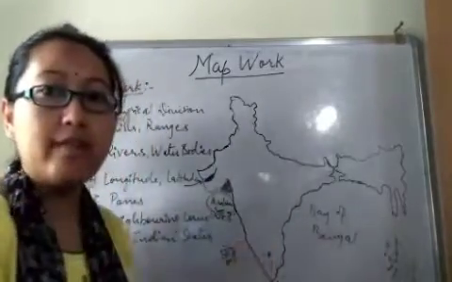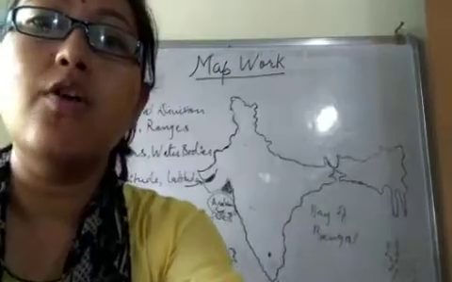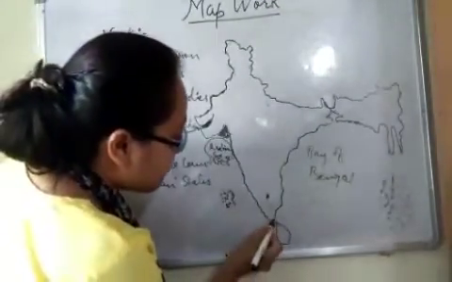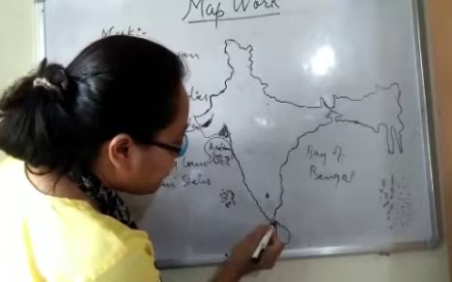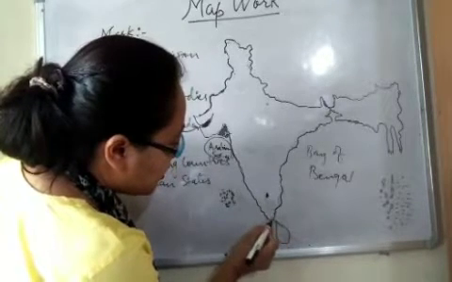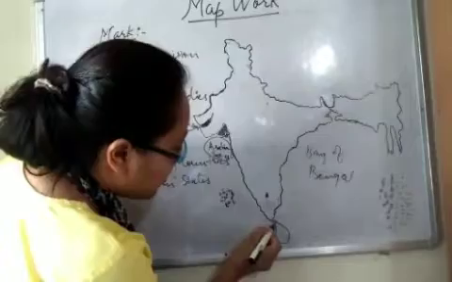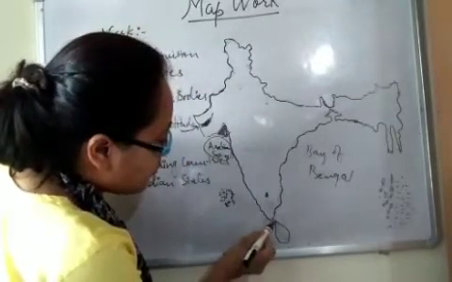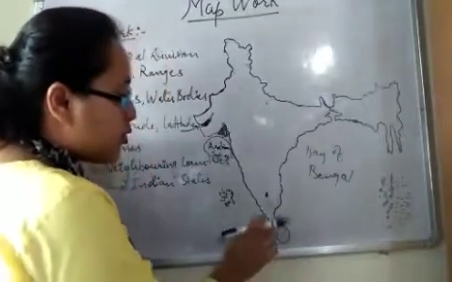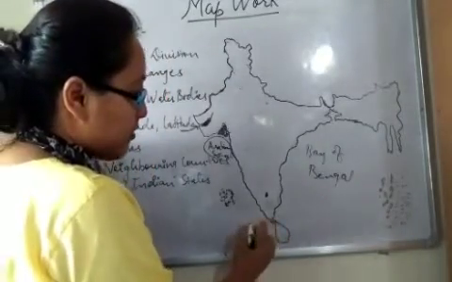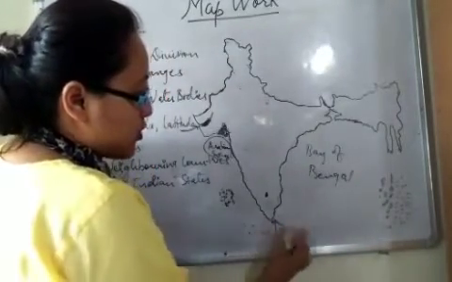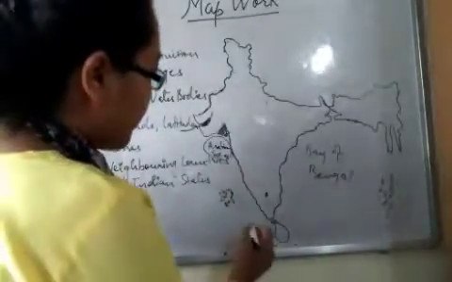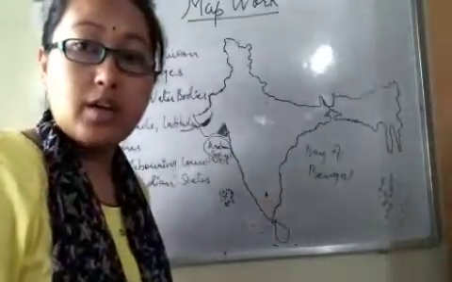And here we have Gulf of Mannar. This is Gulf of Mannar, right? And below this we have Indian Ocean. Clear? Indian Ocean. Now, let's talk about rivers.